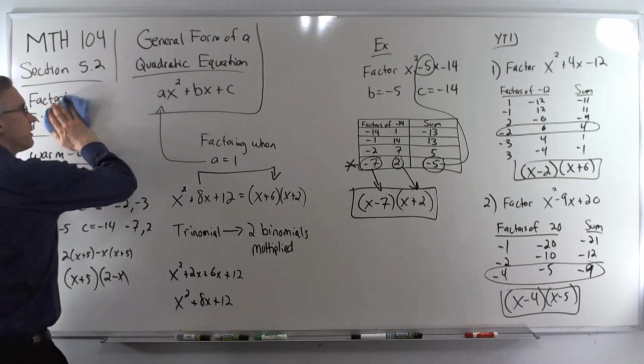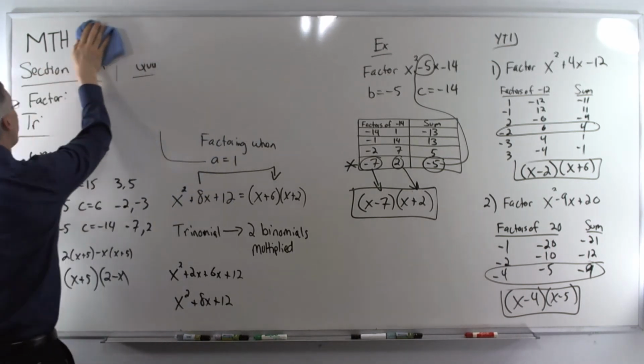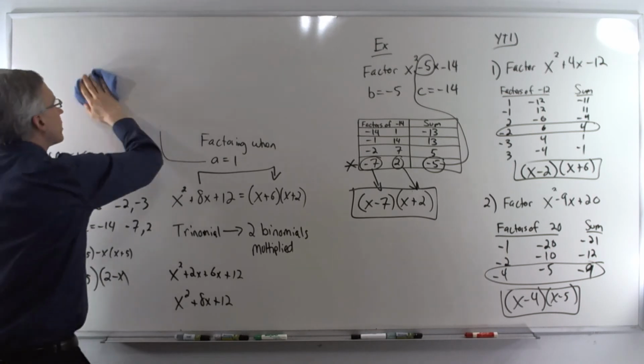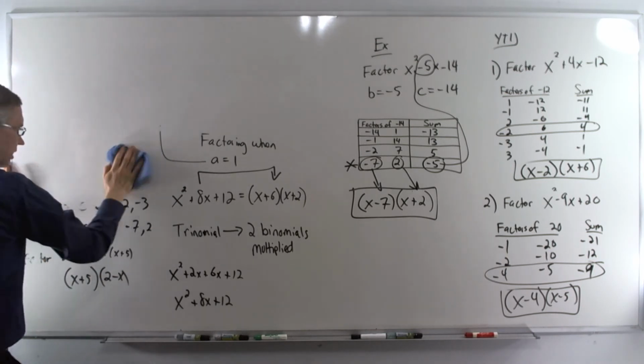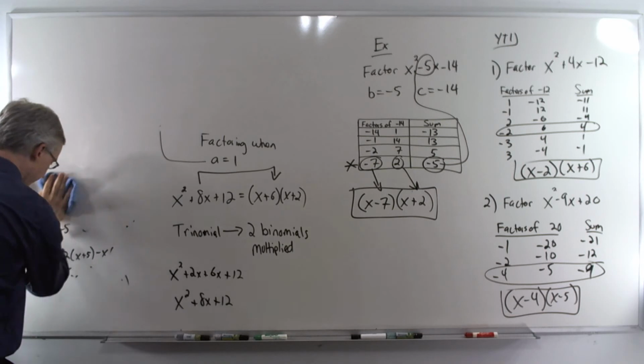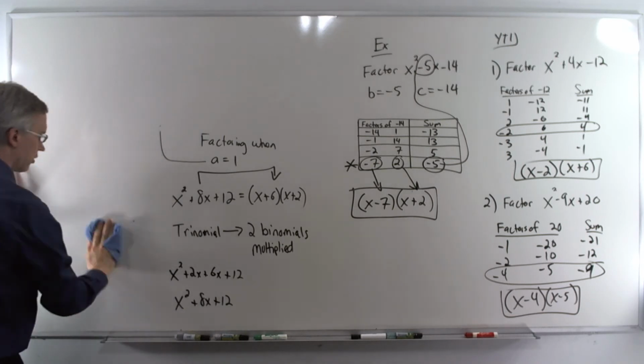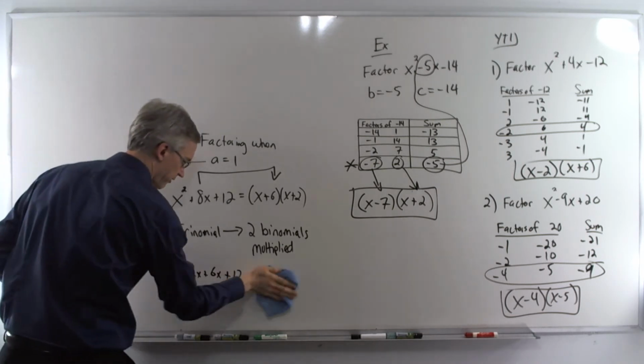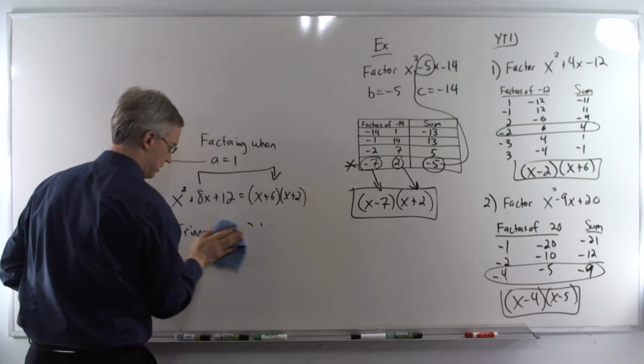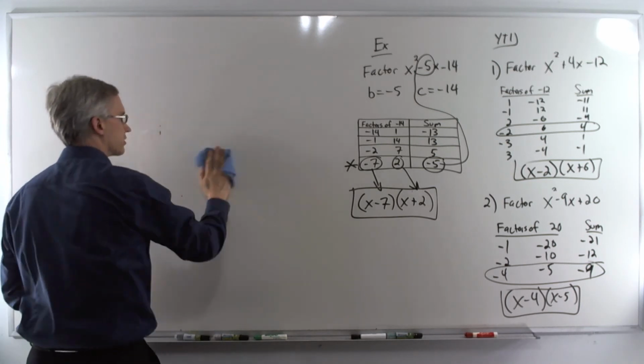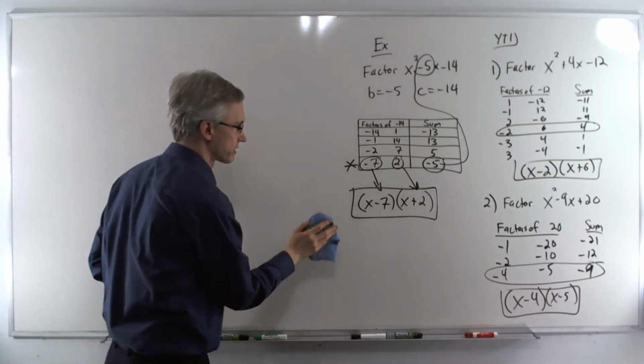Now quadratics can be quite a bit trickier to factor if the x squared term is negative. But there's an easy fix for that. We are going to factor out negative 1 from the entire quadratic as a first step. And that turns into a quadratic with a positive x squared term.